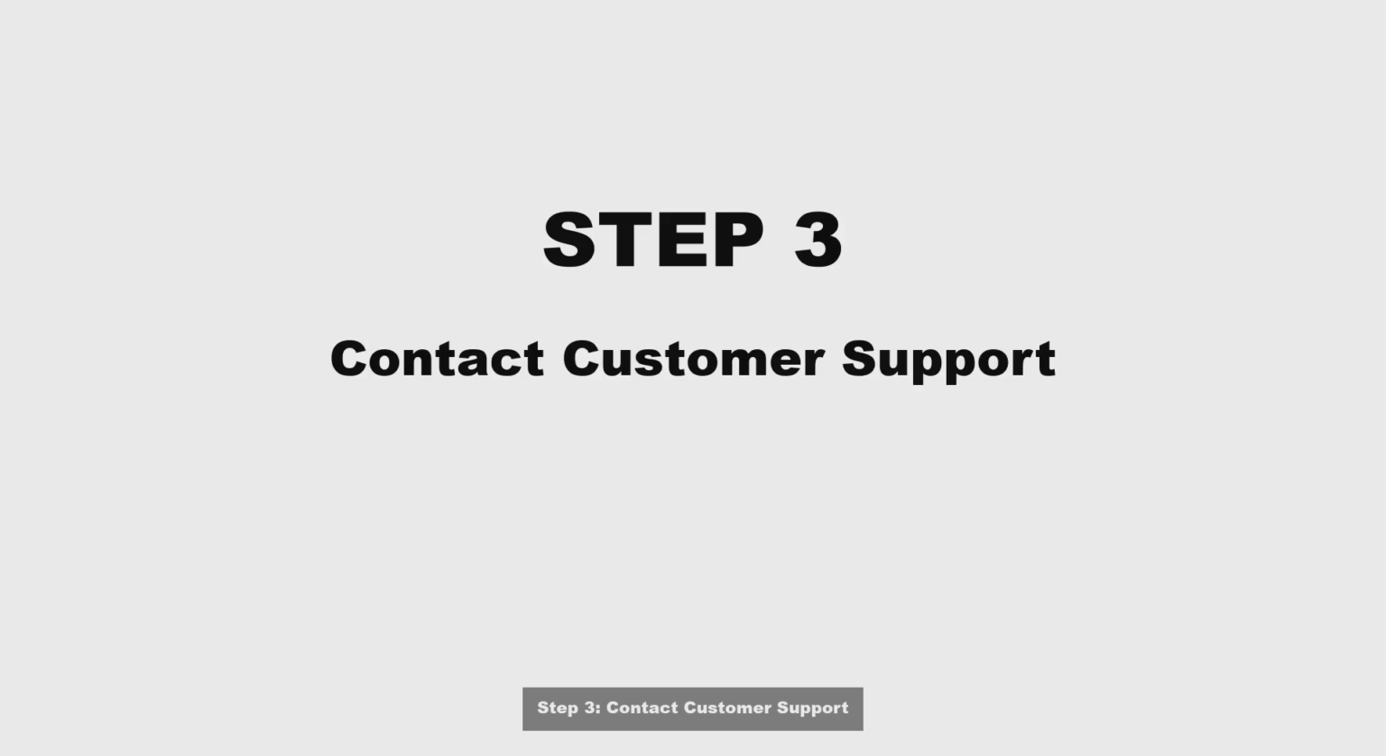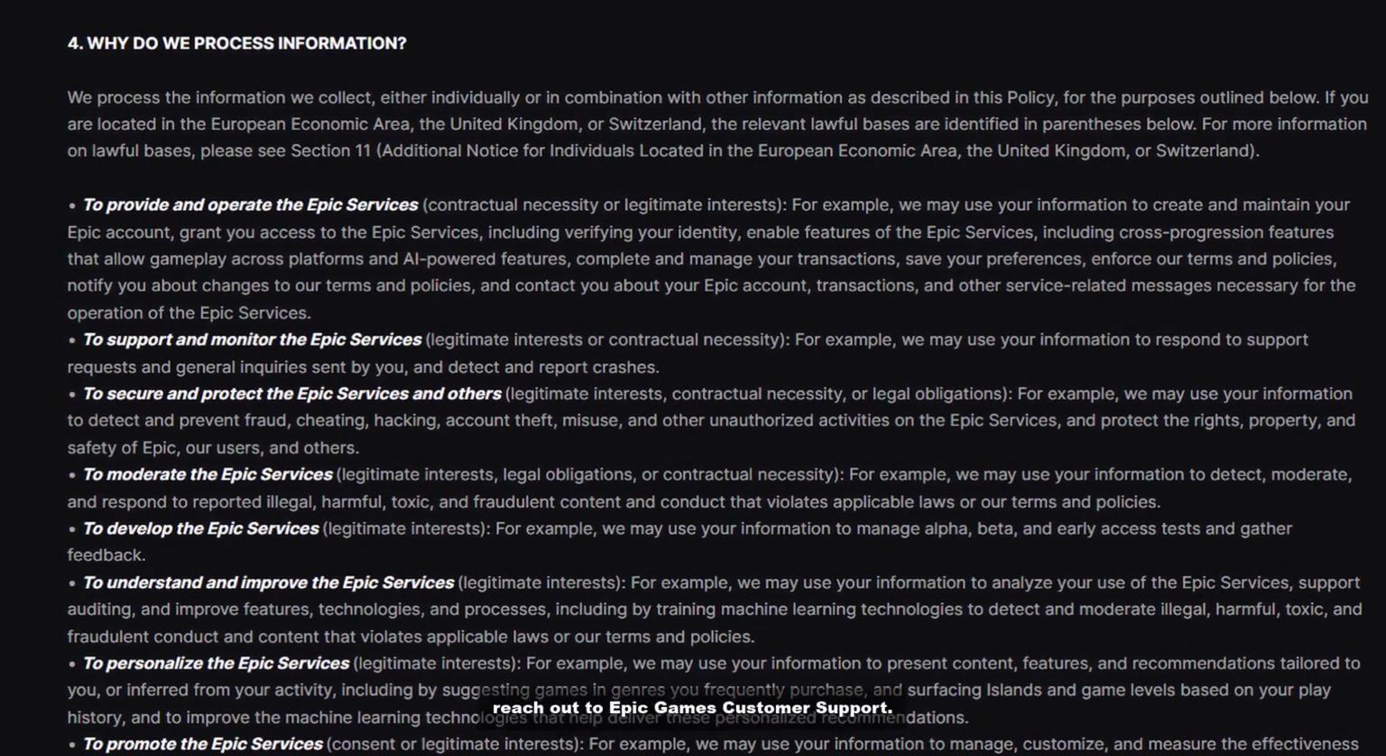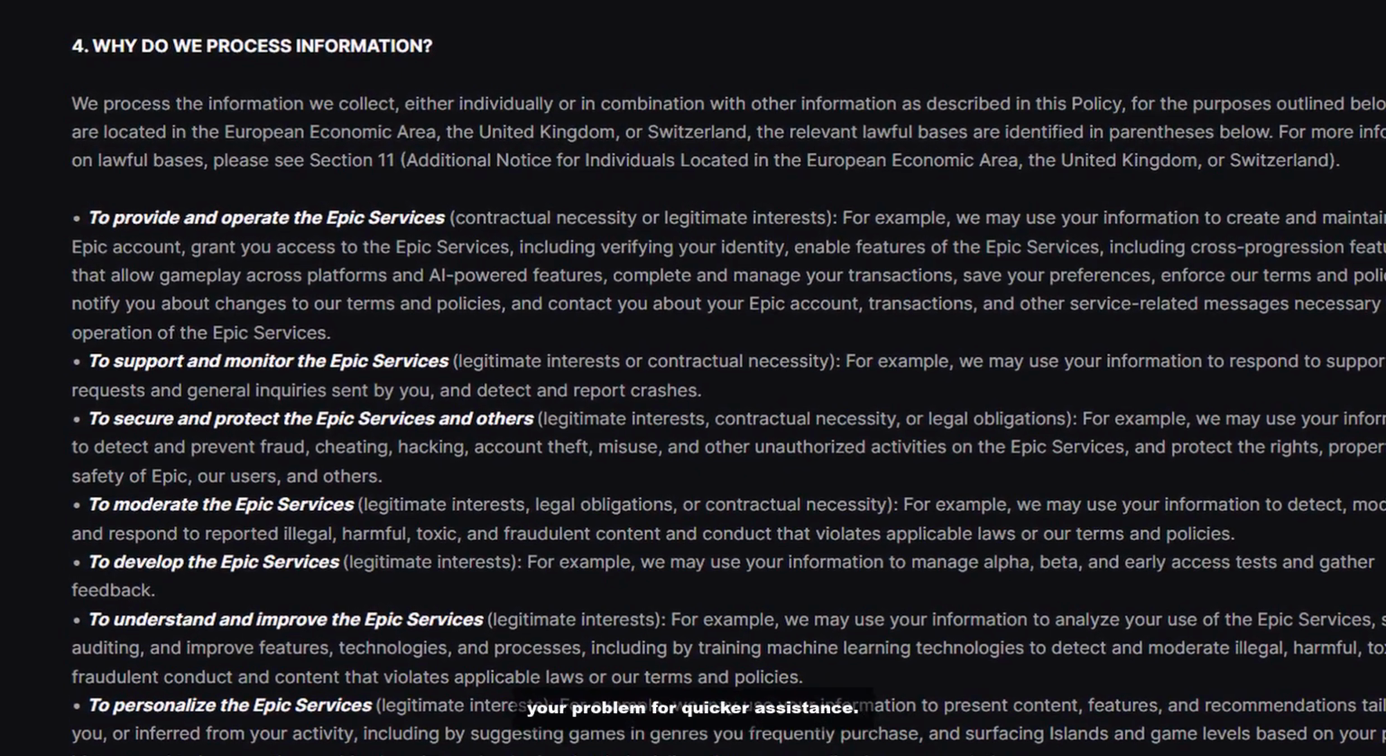Step 3. Contact customer support. If you find any issues or if your payment method is correct but still not working, reach out to Epic Games customer support. Provide them with detailed information about your problem for quicker assistance.